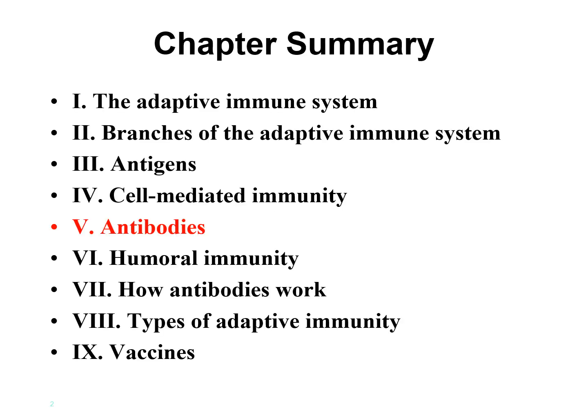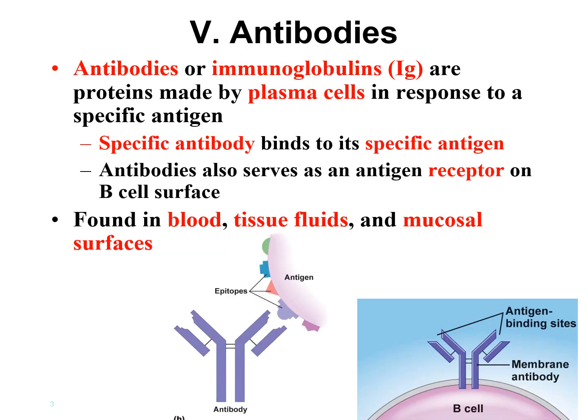We're going to continue on with antibodies in this lecture. So antibodies are proteins that are made by B lymphocytes. When the B lymphocyte finds its match and gets activated, it divides and forms effector cells called plasma cells. So the plasma cells are the ones that make the antibodies. Another name for antibodies is immunoglobulins, also abbreviated Ig.